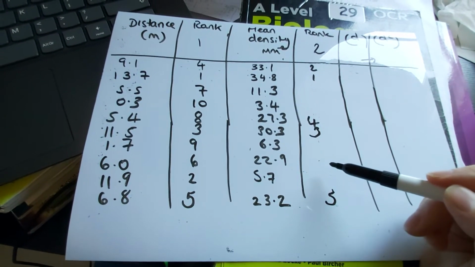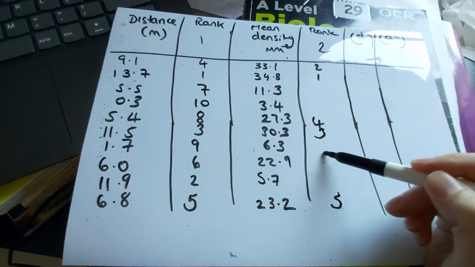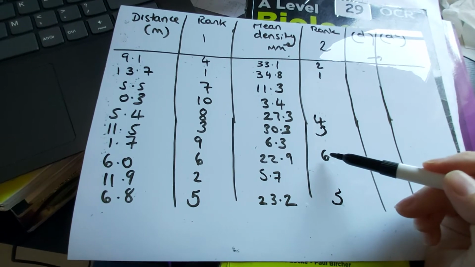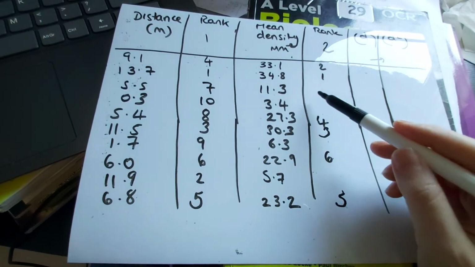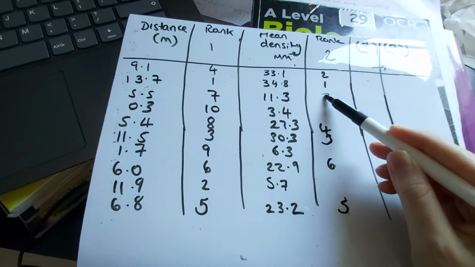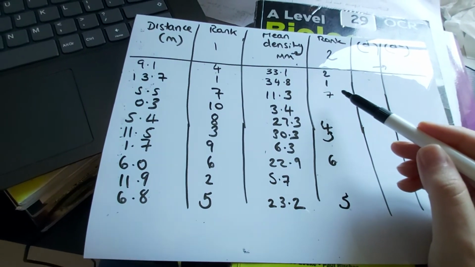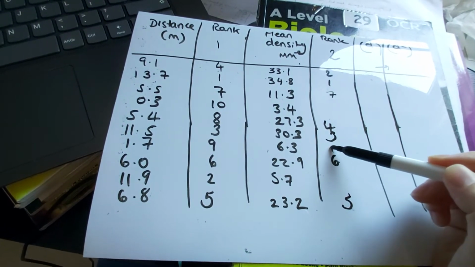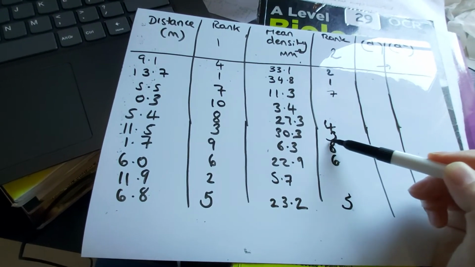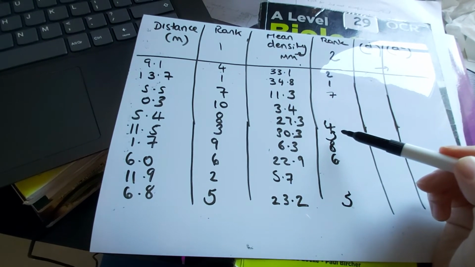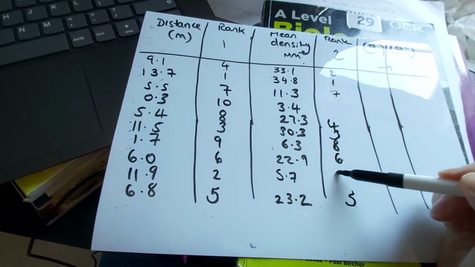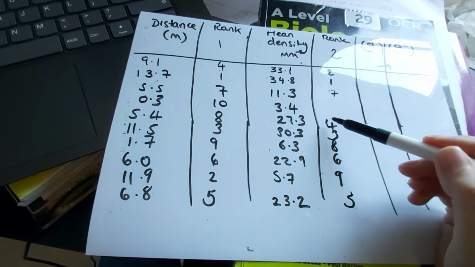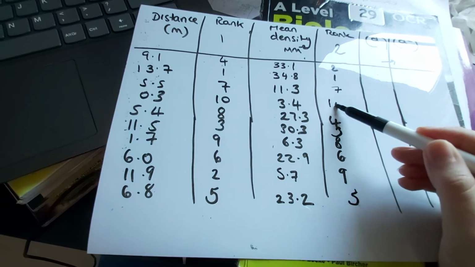And then we should have 22.9, which should be a 6. And after that, we should have 7, which will be our 11.3 all the way up at the top there. And after our 11.3, we should have 8, which is our 6.3. So our 6.3 is up there. So that's our 8. And then we should have our 9, which is our 5.7. So that's down there. And then we should have our number 10, which is 3.4. Okay, so just put 10 there.